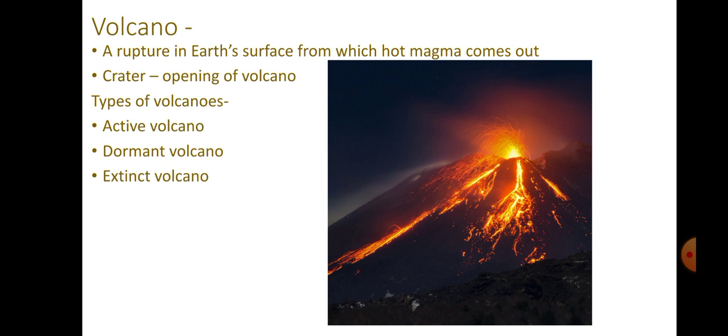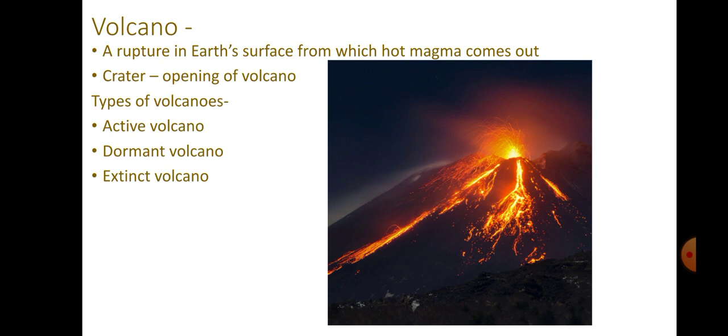Next is your dormant volcano. These are the volcanoes that have not erupted recently but are capable of erupting again in the future. Examples of dormant volcanoes are Mount Kilimanjaro and Mount Kea. And extinct volcanoes are volcanoes that are unlikely to erupt again. There is no hope for their eruption.